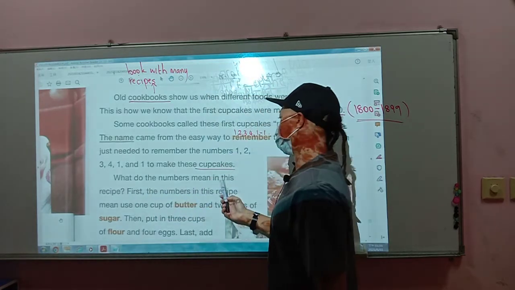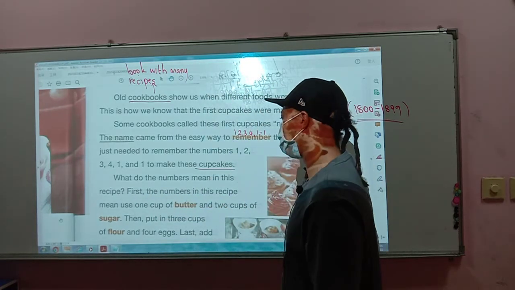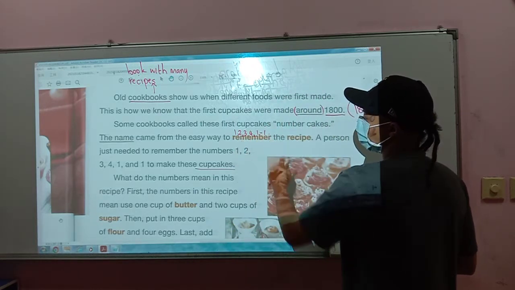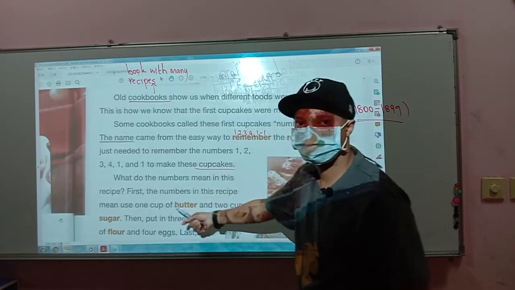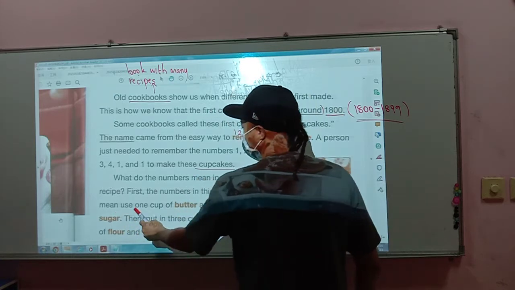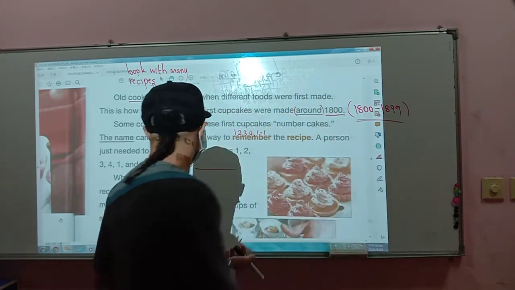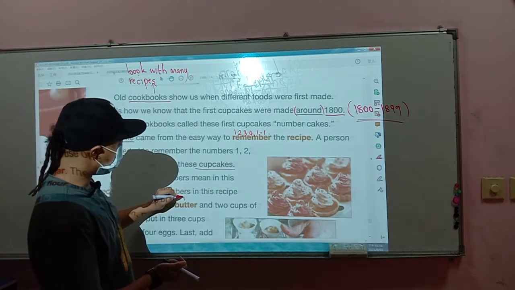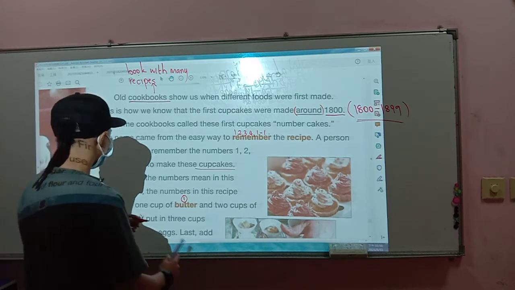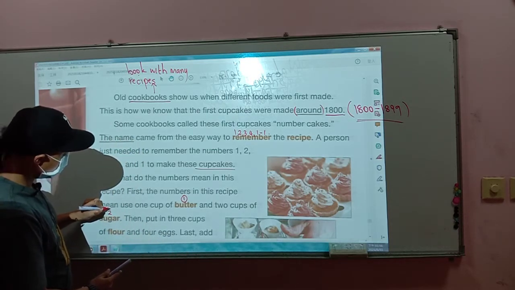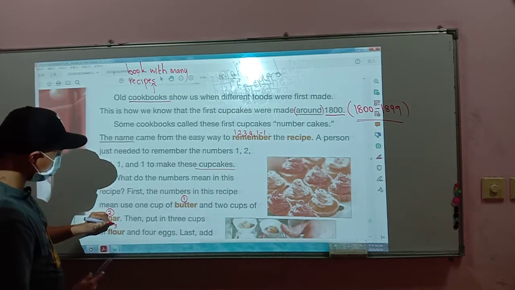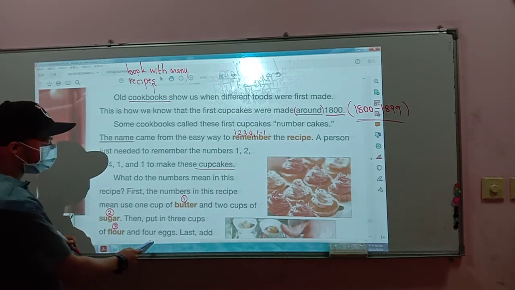What do the numbers mean in this recipe? Alright, so remember the numbers are 1, 2, 3, 4, 1, and 1. So now we're going to see what those numbers mean again. First, the numbers in this recipe mean use 1 cup of butter. Alright, so the first one is butter. So that's the first number 1. And 2 cups of sugar. Alright, so sugar would be for number 2. Then put in 3 cups of flour. So step number 3, the flour, and 4 eggs.